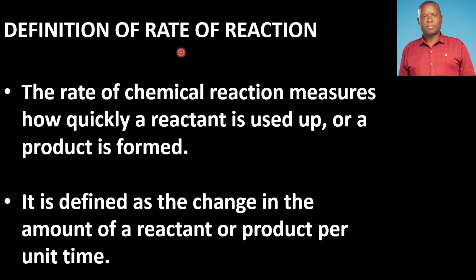But some reactions are very slow. For example, when you look at the rusting of iron, you put a nail in water and expose it to oxygen, and leave it for some days. After some time, you find that rust forms on the nail, on the iron. Such reactions are very, very slow. So some reactions can be fast, others can be slow.